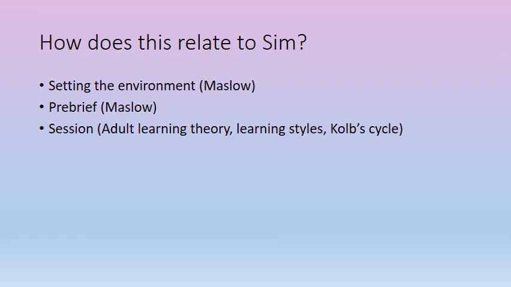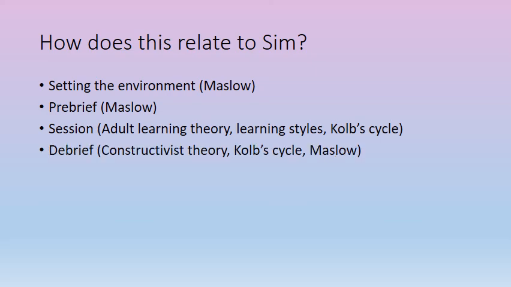Looking at the learning styles, it attends to all of Fleming's suggestions of visual, auditory and kinesthetic, and also Honey and Mumford's activist and pragmatist categories, but also overlaps with the reflector and theorist ones as well. And looking at Kolb's cycle, it looks at the experience, the reflective observation and the active experimentation, depending on how far through that experience you are.